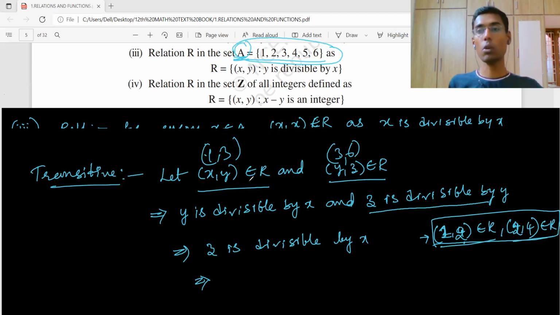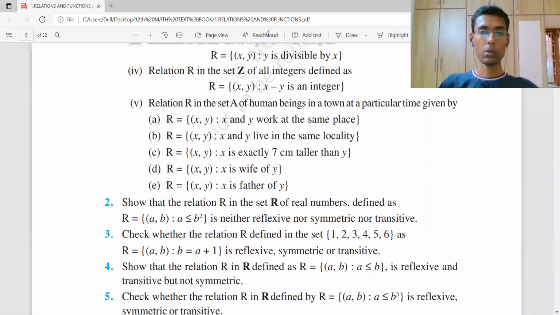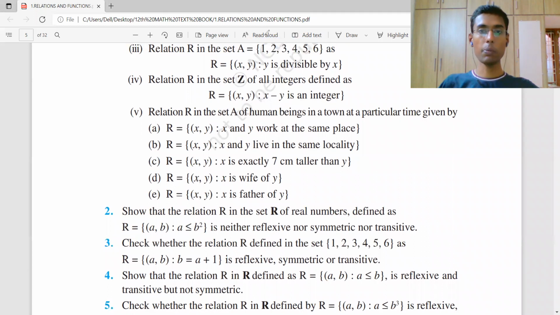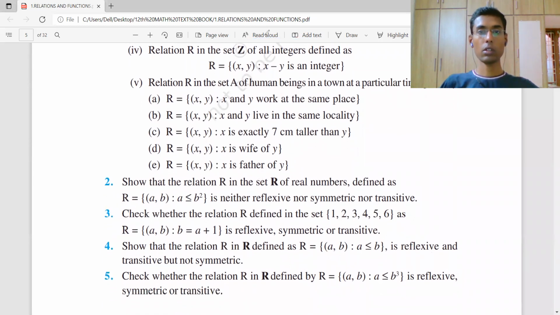x, y, z, you can take whatever you want from A. That's true. So that implies z is divisible by x, that is, x comma z also belongs to R. So this became reflexive, not symmetric, but transitive.